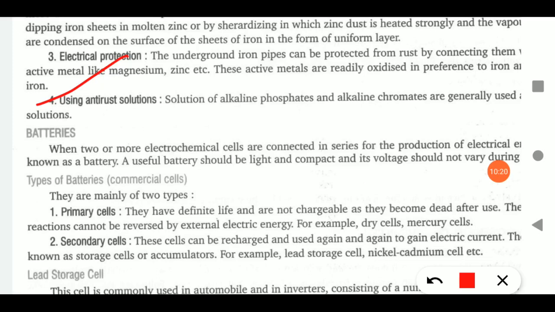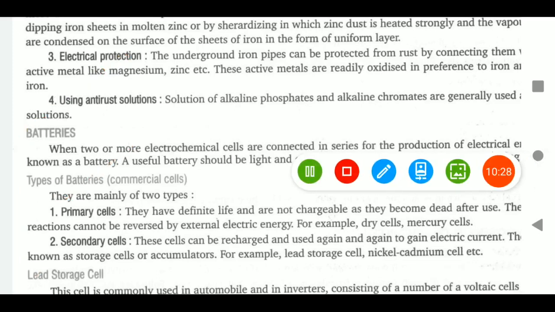Now we will discuss the homework, and tomorrow I will tell you about the battery. This is very important, you may get one question from this topic. So now come to what the homework will be.